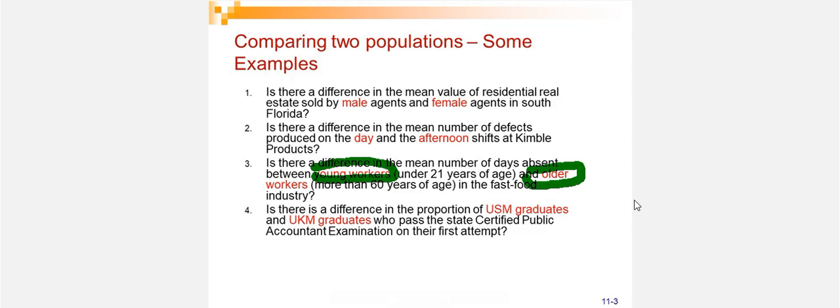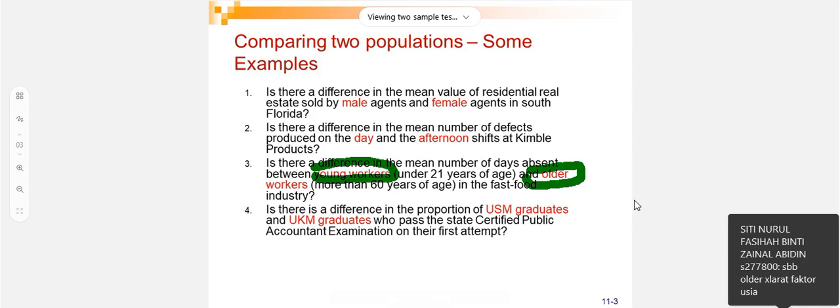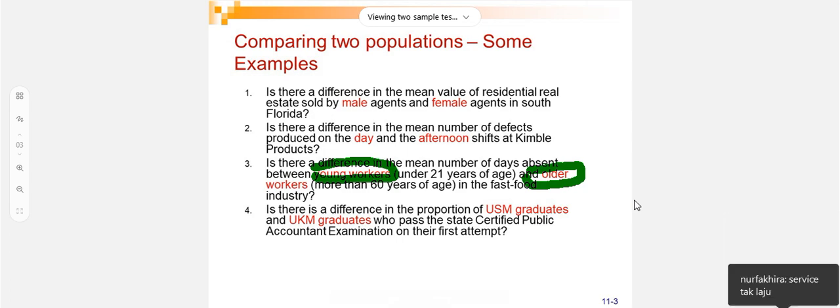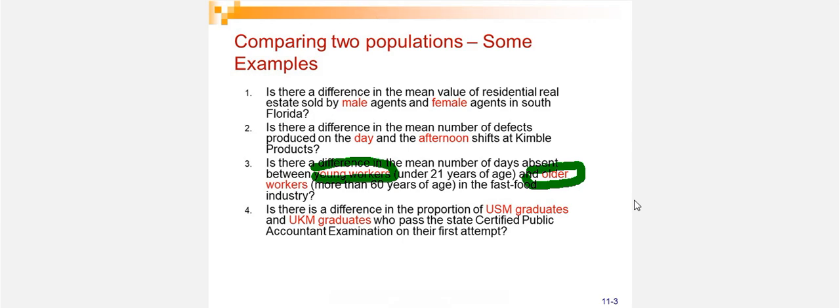Okay, now, okay, tak apa. Just asking the question, how this condition, kita study two group. Okay. Tetapi banyak ni komen. Nur Fakira kata servis tak laju. Siti Nurul Fasihah kata sebab older tak darat. Tetapi saya punya pendapat, saya punya view, saya lebih prefer older workers. Sebab apa? Saya akan type saya punya jawapan dekat chat.